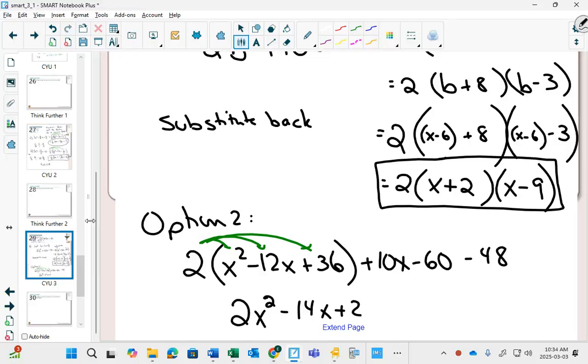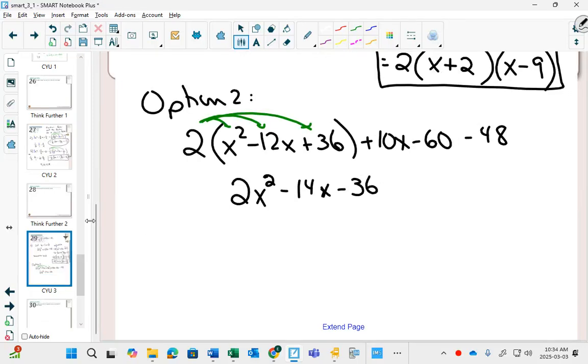72 minus 60, right? 72 minus 60 would be 12. Minus 48 would be minus 36. Then I factor out a common factor of 2.